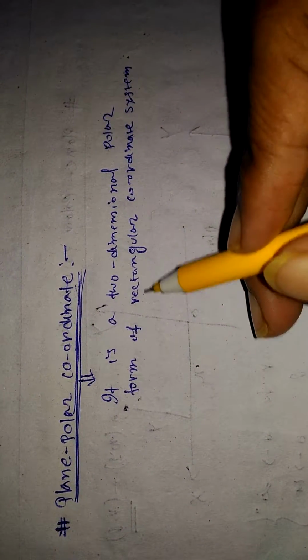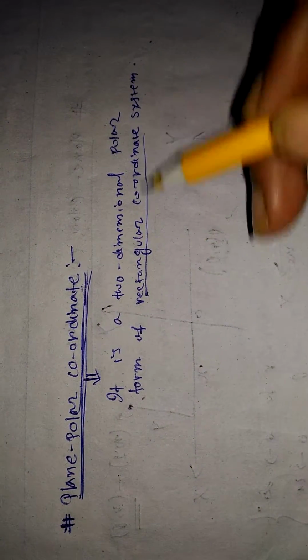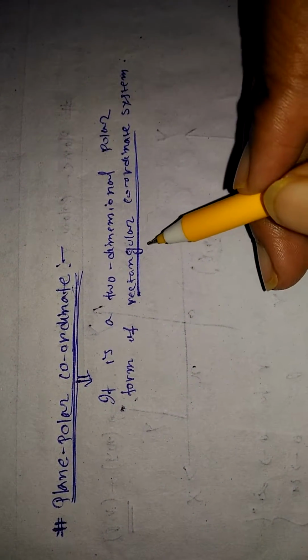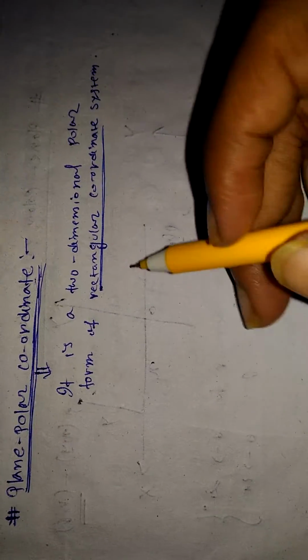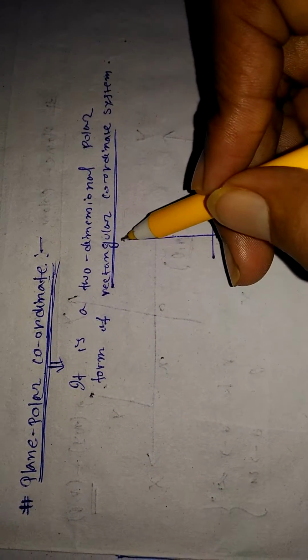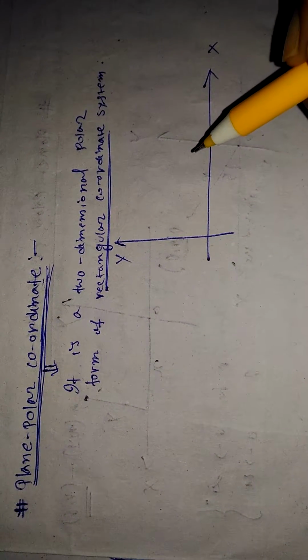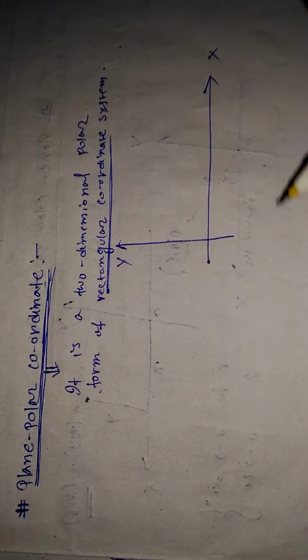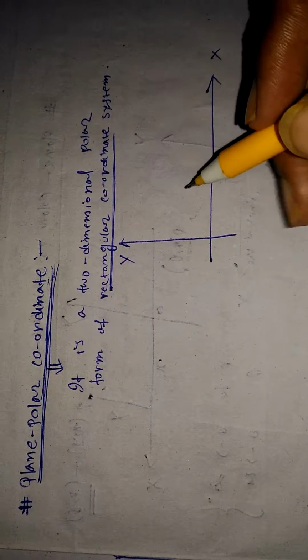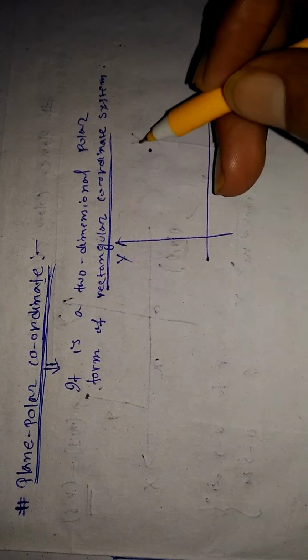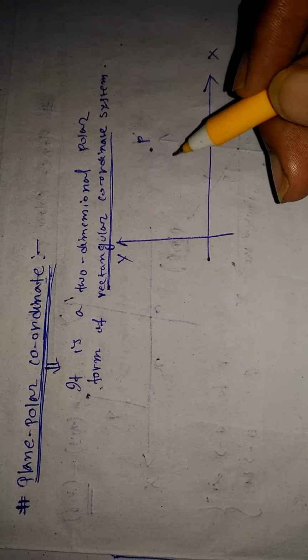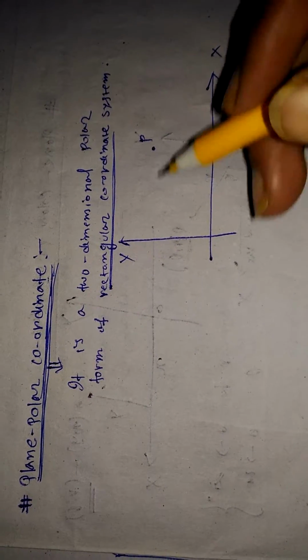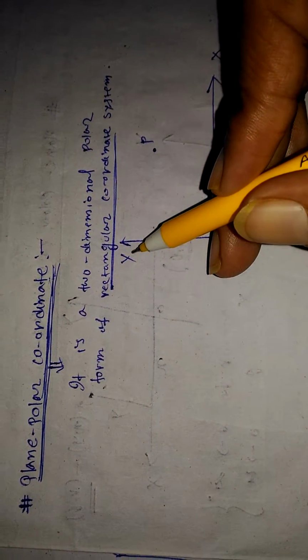Now, what do you mean by rectangular coordinate system? In a rectangular coordinate system, there are two axes which are perpendicular to each other. It is generally written as the x and y axis. And here in the xy plane, if we want to locate a point P, then we need two coordinates. One is x and another is y.